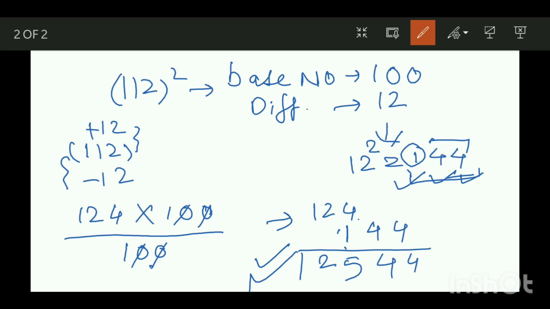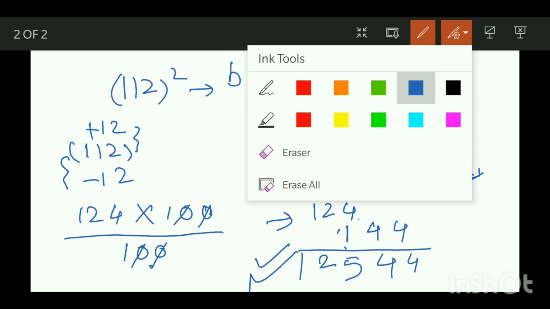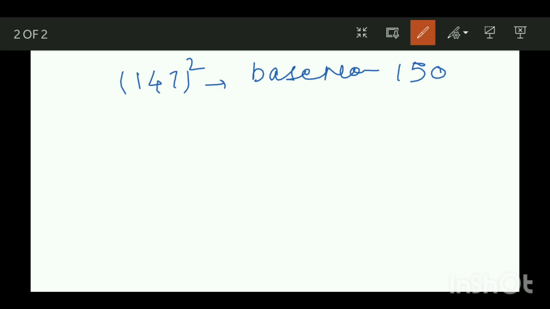Okay, let's take another example. Take 147. Okay, first the base number. The nearest number is not 100. In this case, the nearest number is 150. So 150 would be the base number, and the difference is 3 between 150 and 147.